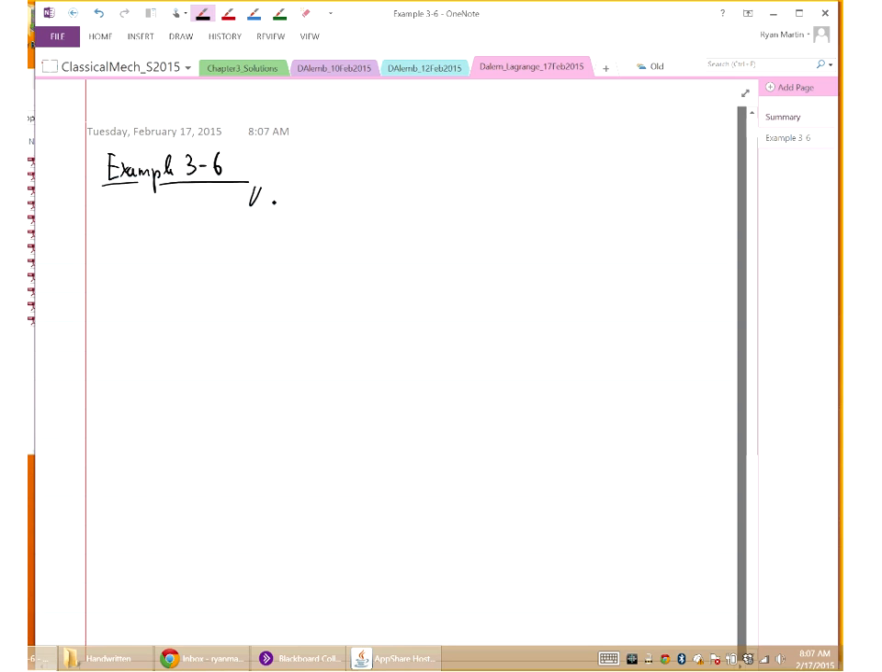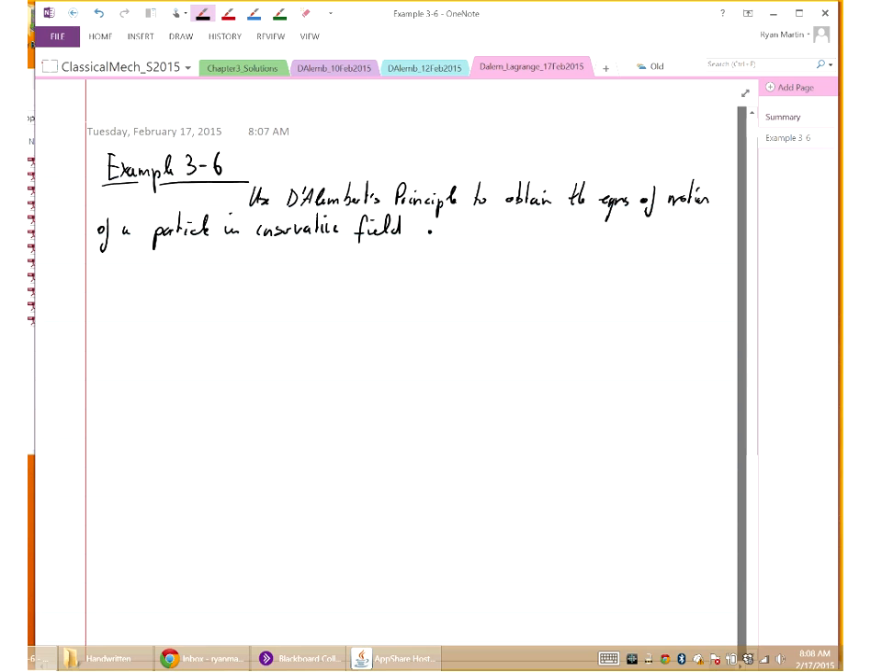So let's use D'Alembert's principle to obtain the equations of motion of a particle in a gravitational field. Well, I'd say in a conservative field, such as gravity.